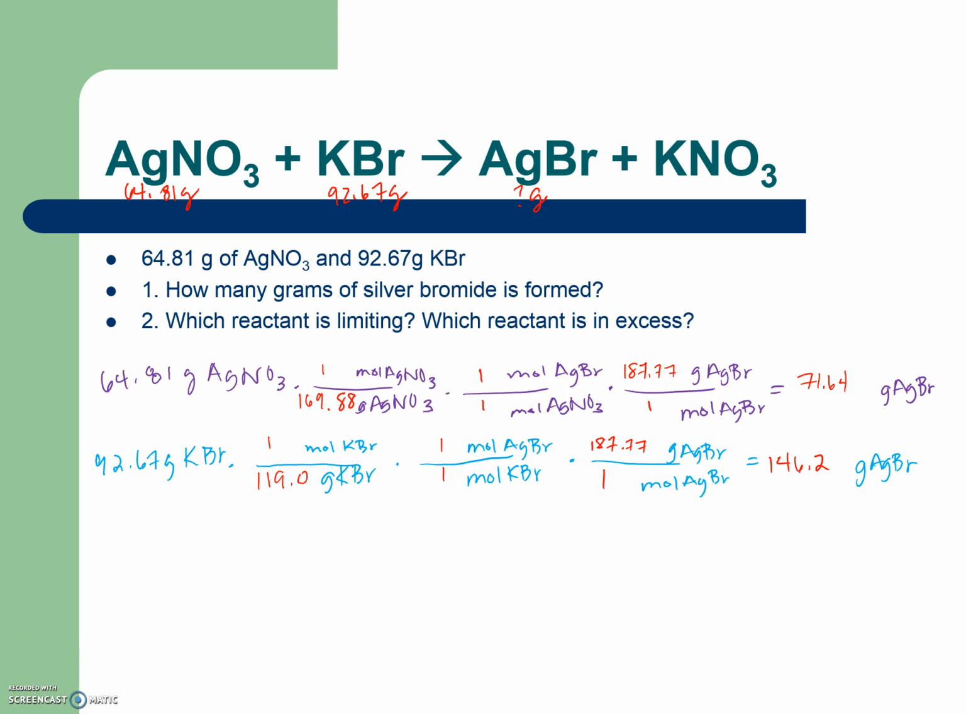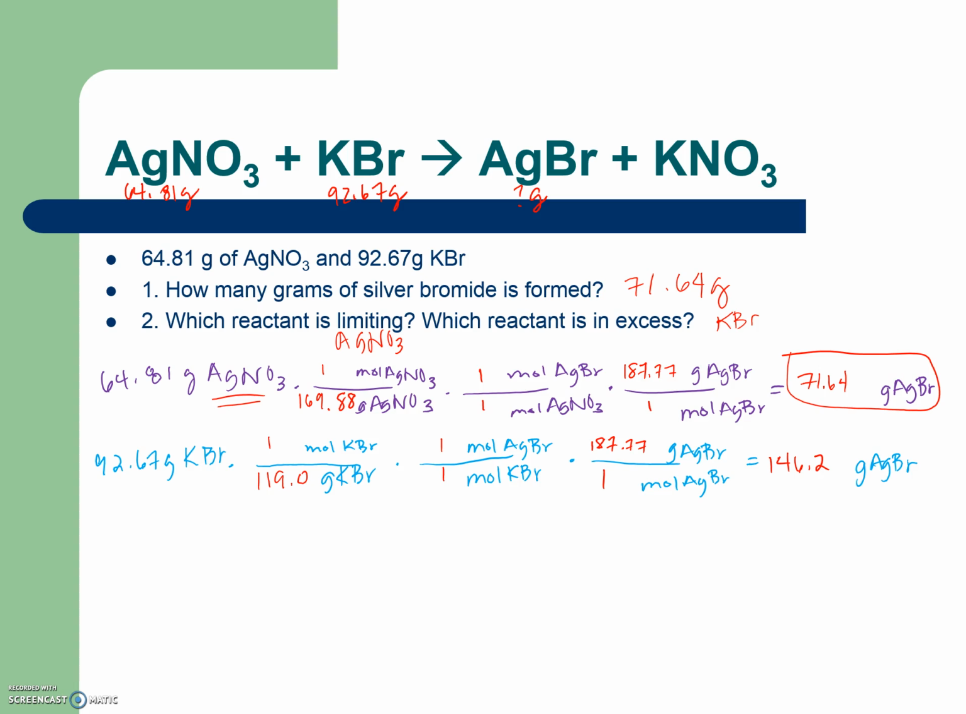Okay, so take a look at what has shown up here to solve. I converted 64.81 grams of silver nitrate, and I solved and got 71.64 grams of silver bromide. I took the potassium bromide, and I got 146.2 grams of silver bromide. If you look at this, this is my smaller one. So that's how many grams of silver bromide is formed, so 71.64 grams. And my limiting reactant, I go back to the reactants. Okay, silver nitrate is my limiting one, so AgNO3. And which one is in excess is obviously the other one, so that's going to be KBr.